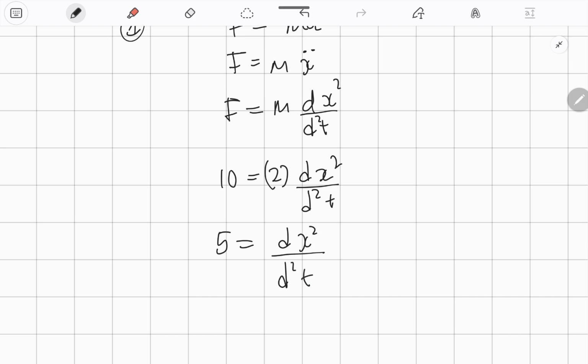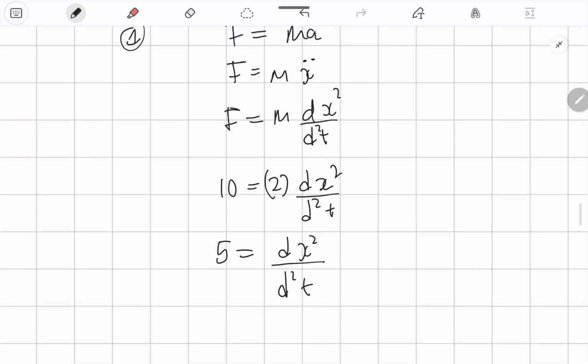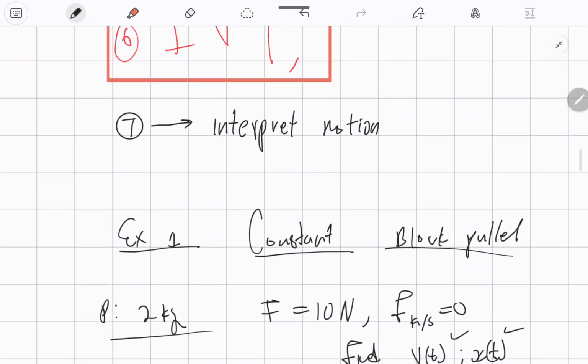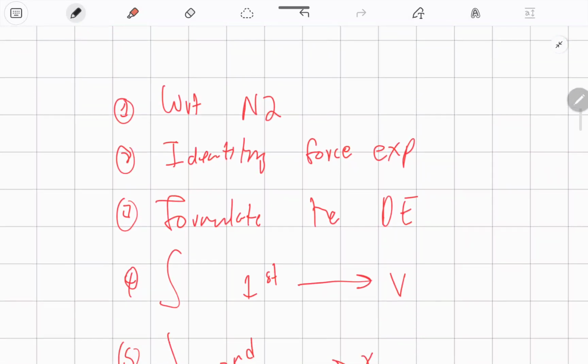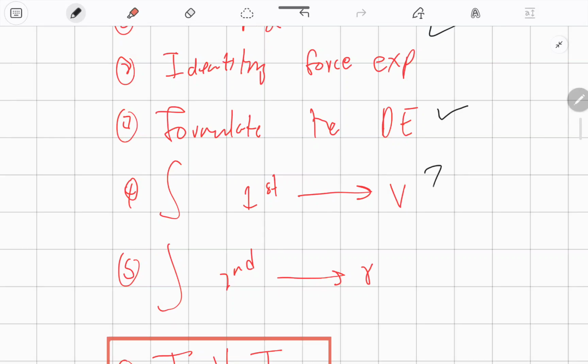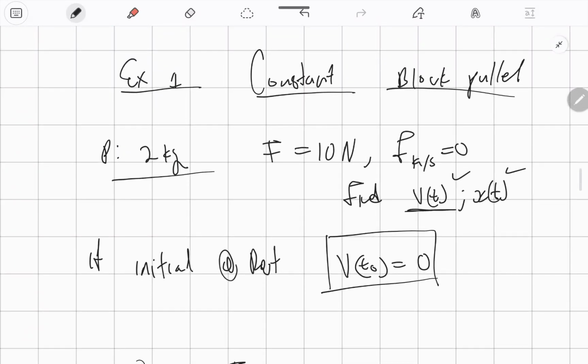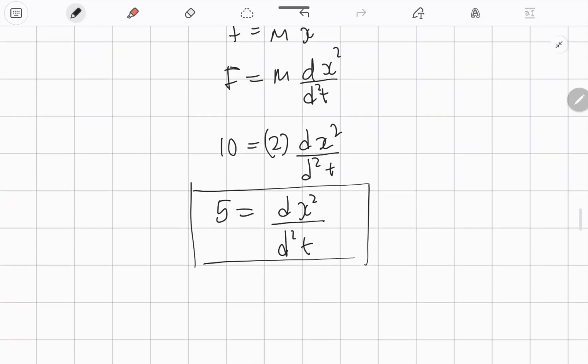This is like differentiating twice, right? So now it looks nice like this. Now you have a differential equation. So let's see how many steps we did, and we already formulated a DE. Now we were supposed to integrate for the first time and get v. So if we integrate now, we'll obviously get this answer, right?